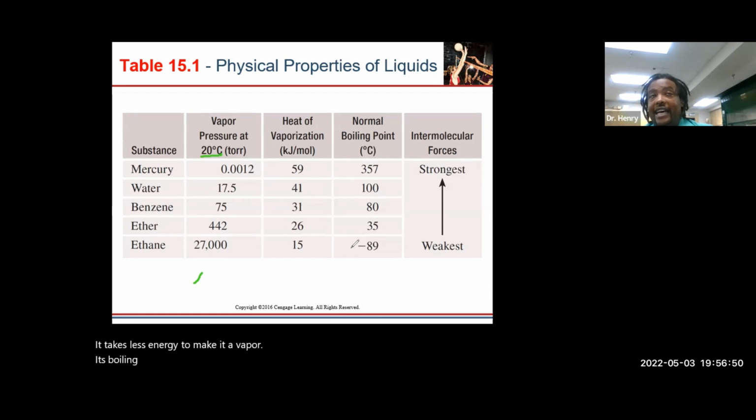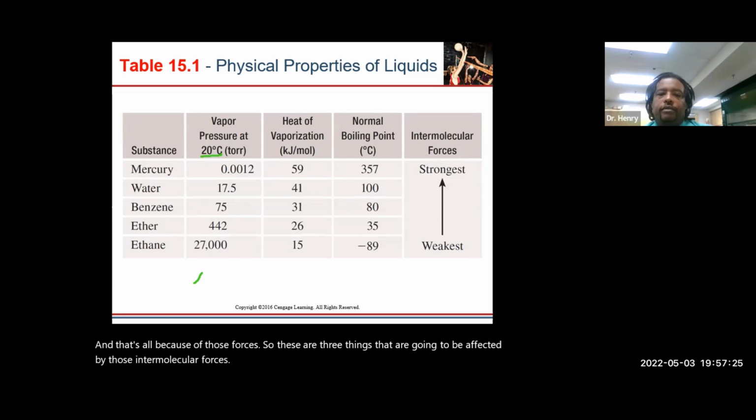Its boiling point. Well, ethane is a gas, right? So at room temperature, it's already a gas. For it to boil, it has to be negative 89 degrees Celsius. Ether, 35 degrees Celsius. Benzene, 80 degrees Celsius. Water, 100 degrees Celsius. And then mercury, 357 degrees Celsius. And that's all because of those forces. So these are three things that are going to be affected by those intermolecular forces.